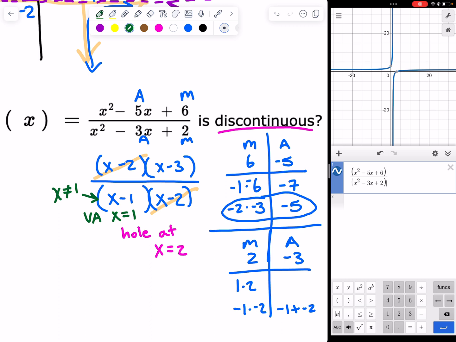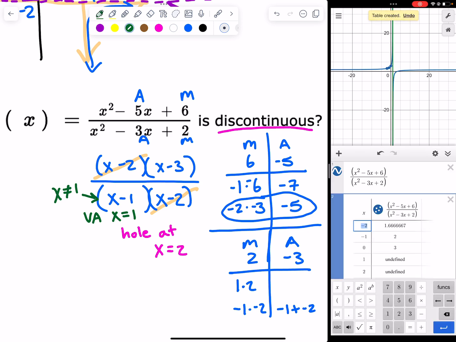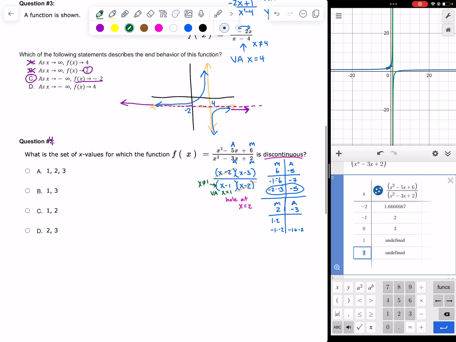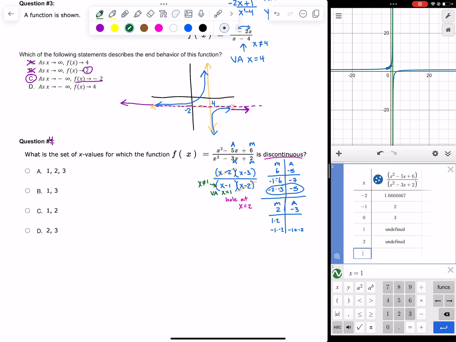So we can check both of those over here. We can type in x equals 1, and we can see that that is where the vertical asymptote is. And we can see that we have a hole in our graph at 2, because it's undefined at 2 and it's undefined at 1. So when we look over here, we could also check 3 with our table real quick, but notice 3 is fine. So I see I have 1 and 2 are option C.